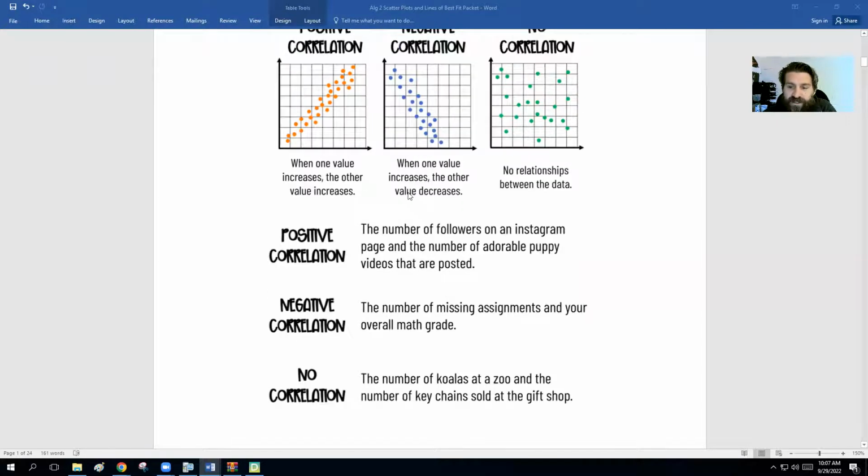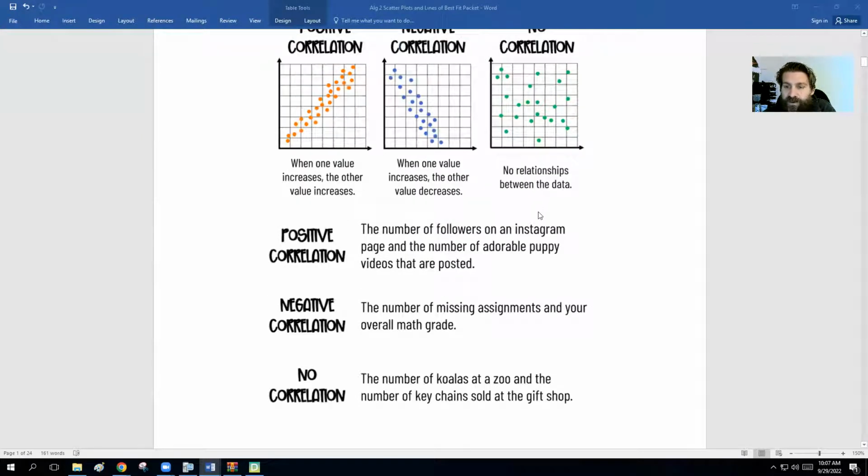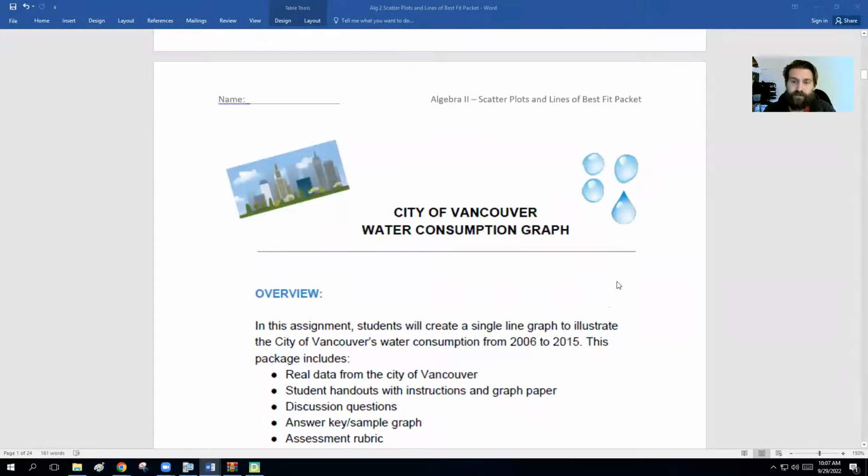All right, negative correlations could be like the more missing assignments you have, your overall math grade tends to drop. Now, some people can miss a lot of assignments, but still have good tests. So it's not a perfect correlation, but it's generally in that direction. And no correlations could be like the number of koalas in a zoo and the number of keychains sold in a gift shop. So it really doesn't matter how many koalas you have. I don't think that's going to affect your keychain sales. If it does, I'd be surprised.